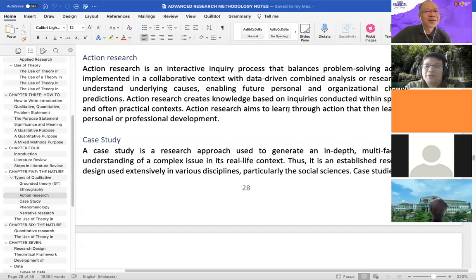Yes, I agree with you, Prof. My friend also did like that. In the qualitative, they just do interviews with 5 people. And then for the quantitative, they just do a very simple analysis in SPSS. So for mixed method, almost in Malaysia, it will become like that.